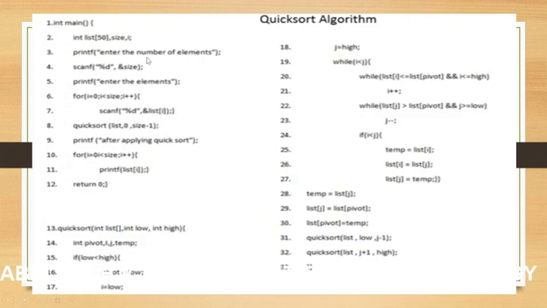First, we ask the user to enter the array. By reading the number of elements, the array elements will be read. Then we call a function called quicksort. To this function, we are passing three arguments: one is the array, and the other two are the starting index and the last index of the array.